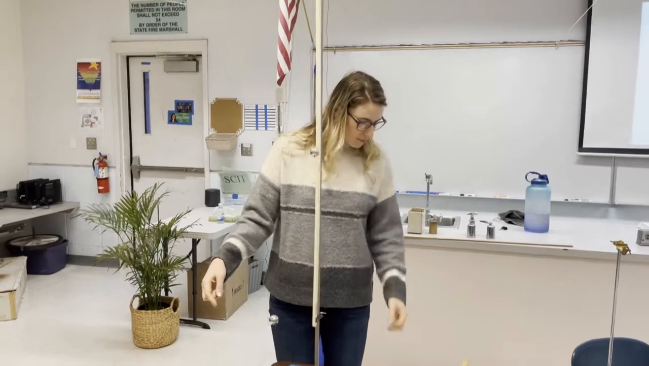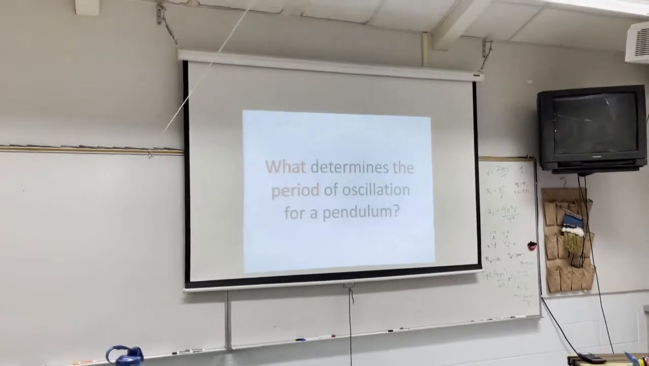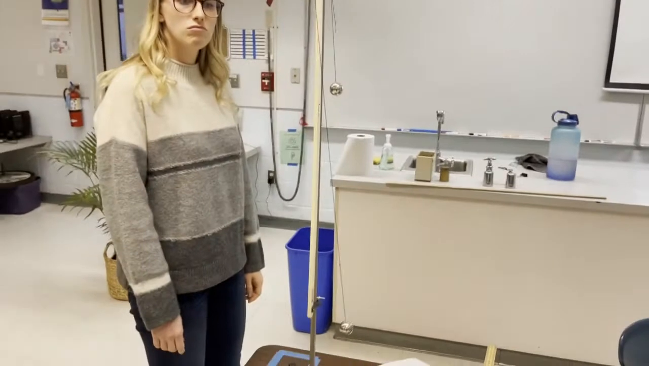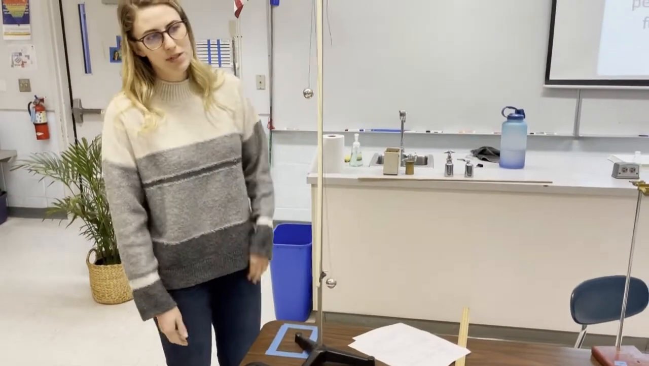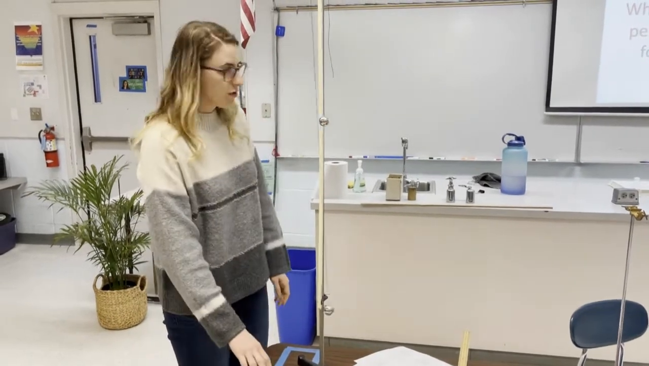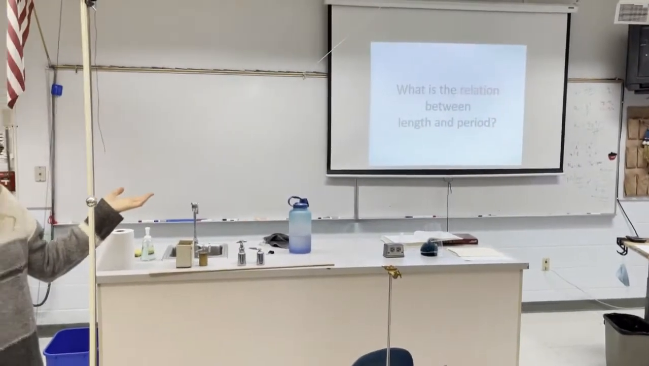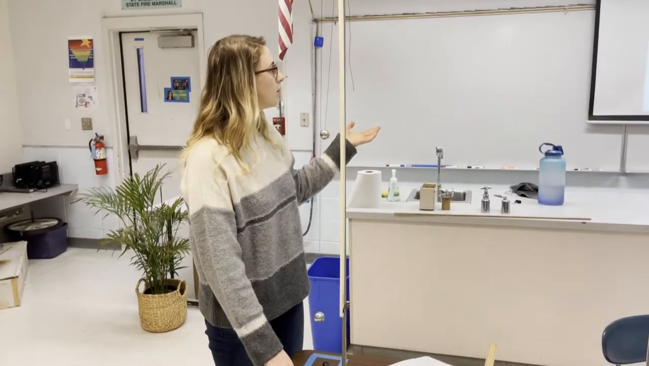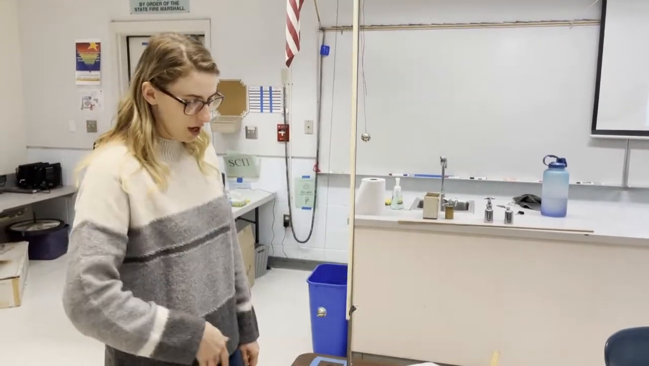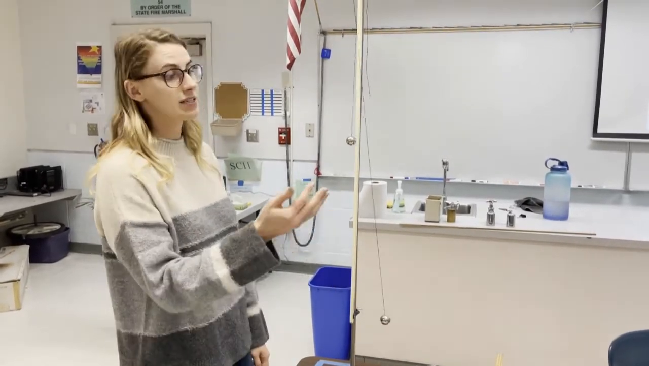Okay. So my next question for you guys is, what determines the period of oscillation for a pendulum? I think we can make a statement based on this simple observation. What's different between this pendulum and this pendulum? Well, longer string, shorter string. So essentially, what is the relationship between the length and the period? Longer string, period is the time for one cycle. So the longer the string, the longer the period. The more seconds it takes for one cycle.